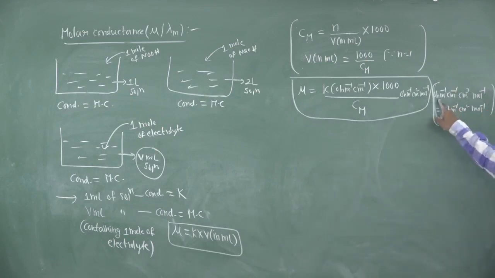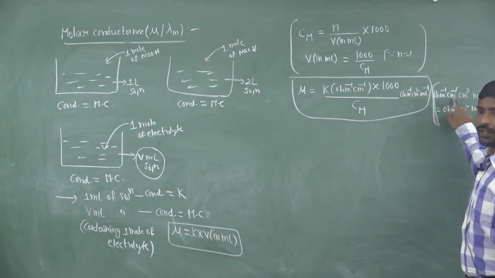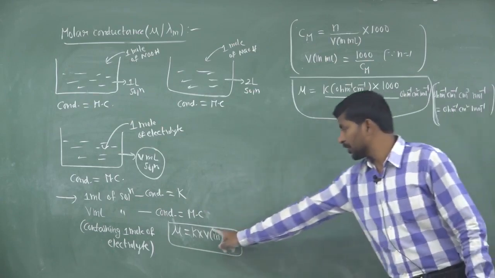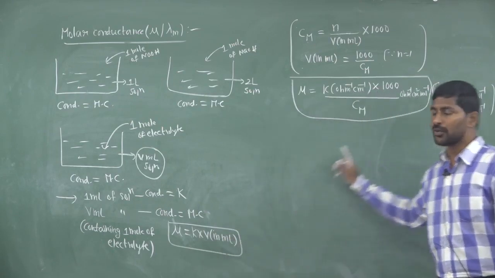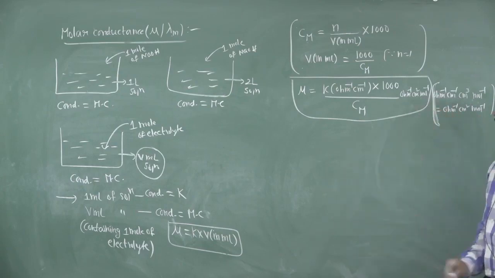What is the unit for K in CGS units? Ohm inverse centimeter inverse. What is the unit for volume? ml, which we can write as centimeter cube. And this V ml solution contains 1 mole of electrolyte, so we are calculating for 1 mole. So we get ohm inverse centimeter square per mole.